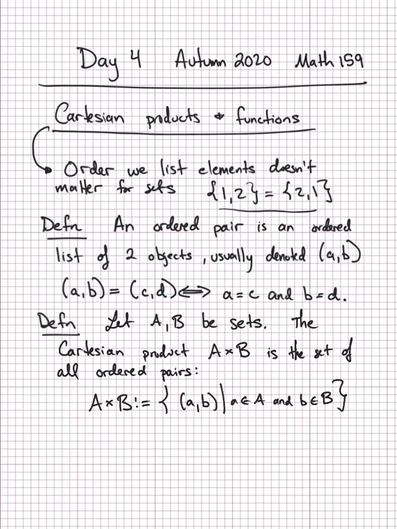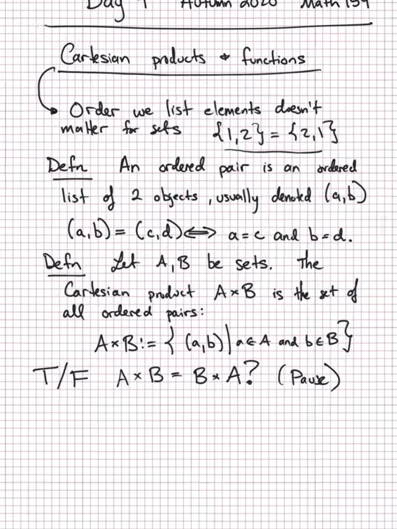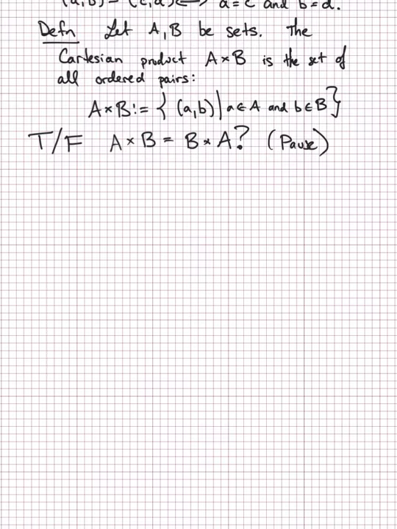Okay, so just as a sanity check, my favorite game, let's check: is it true or false that A cross B is equal to B cross A? Okay, so I'll pause here. Okay, so this turns out to be false. And the reason is, well, we've exactly put in these conditions where the order matters.